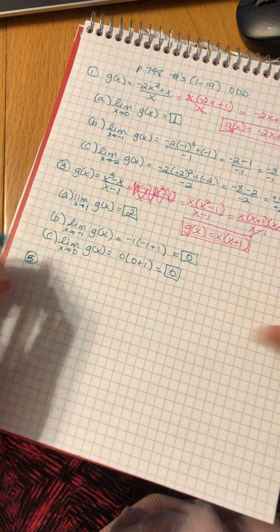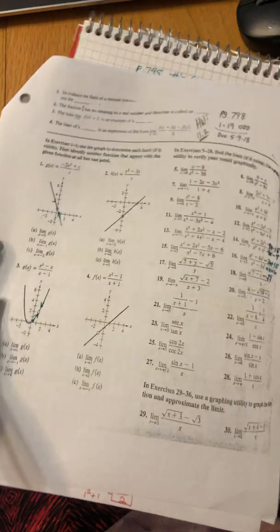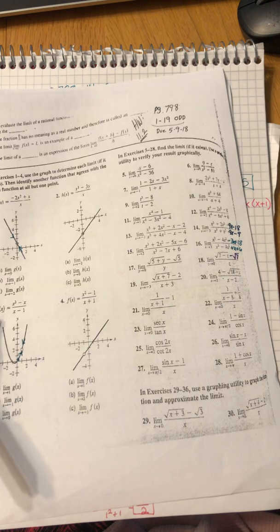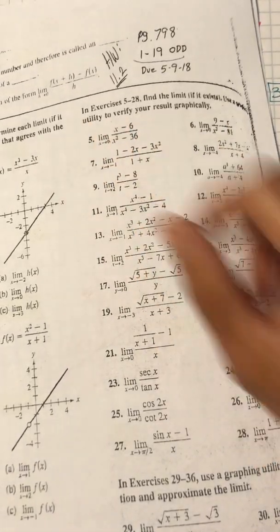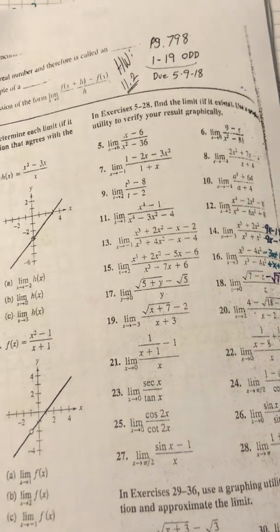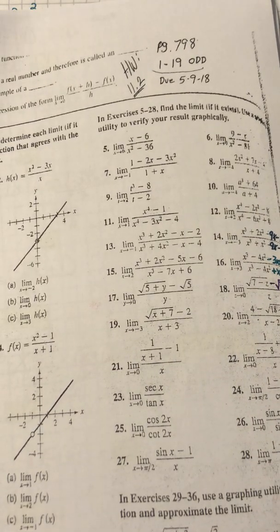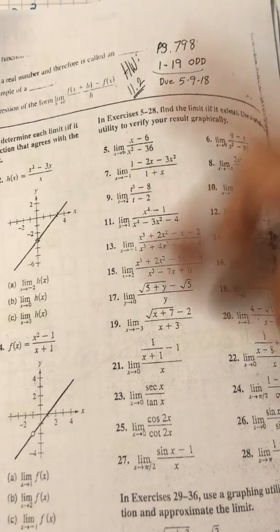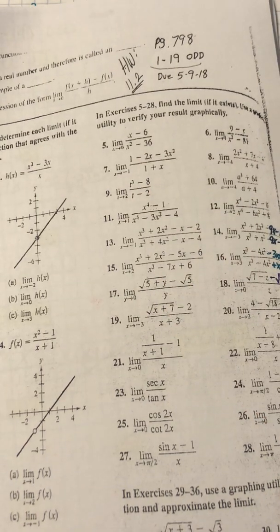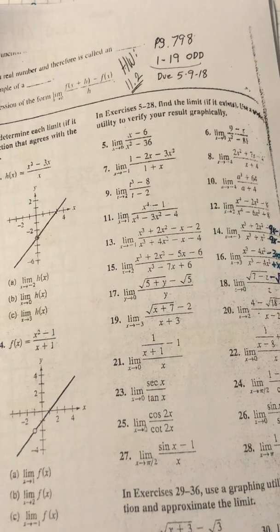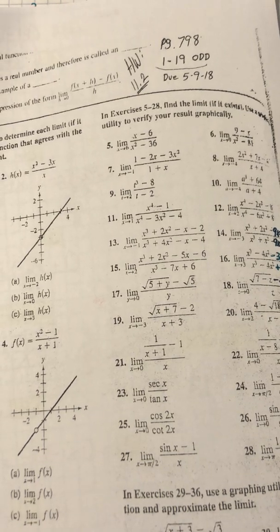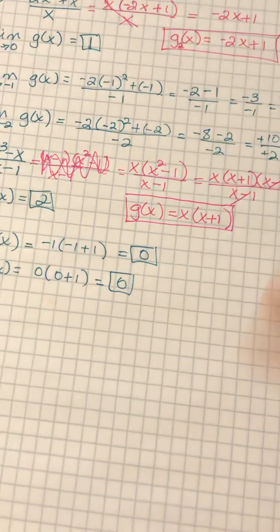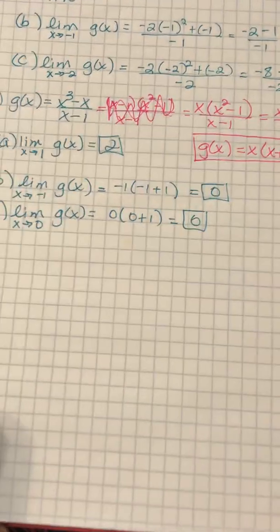We're doing the odds. Number 5. Okay, so now we're away from the graphs. It does say to use some sort of utility to verify your result graphically. So you can verify your answer by basically typing y equals and then the function into Desmos and seeing what it is. I'm not going to do that here. You guys can do that. I'm just going to show you the work behind it. And I already know that they all work, so we don't need to verify them. But you can, for sure.